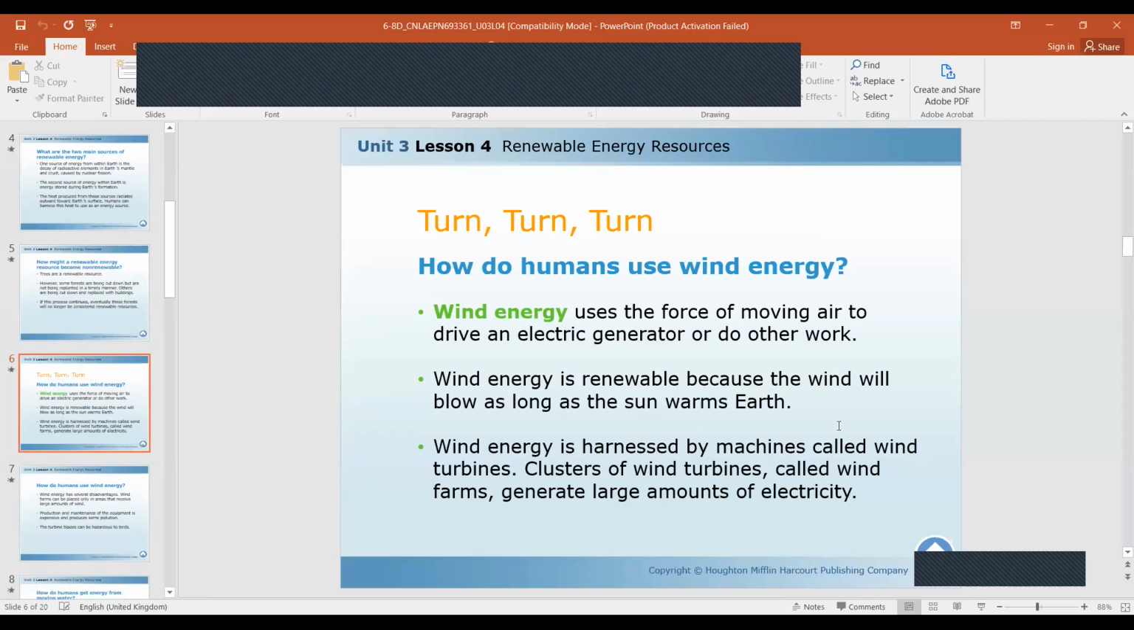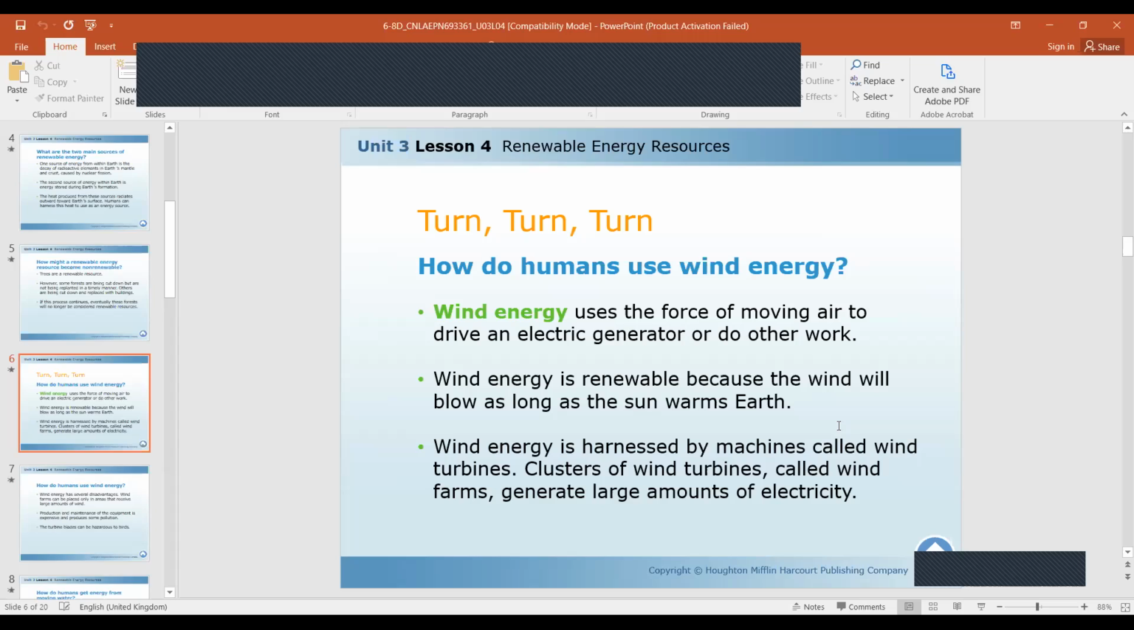How do humans use wind energy? Wind energy uses the force of moving air to drive an electric generator or do other work. Wind energy is renewable because the wind will blow as long as the sun warms earth. Wait a minute. Wind energy, of course, when I say wind, the air is moving with some force. What does it do? Because of the wind energy, when that windmill started rotating very fast, it drives an electric generator or does other work.